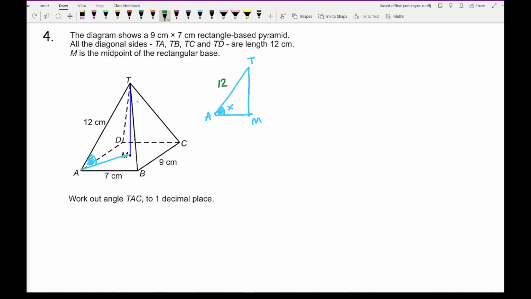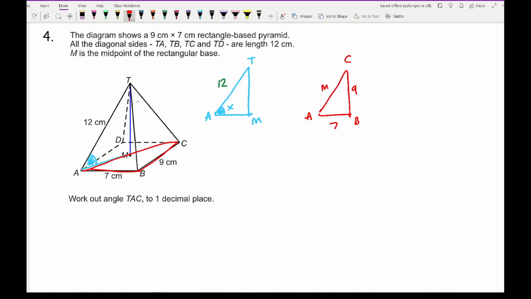So looking at this, what I can see is another right angle triangle, which is this red triangle here, that involves A and M. So looking at that red triangle, I've got A to C to B. This is 9, this is 7. And this, let's just call that M.